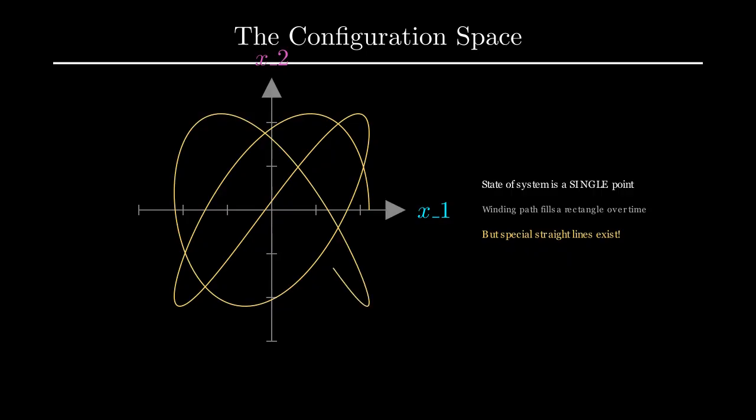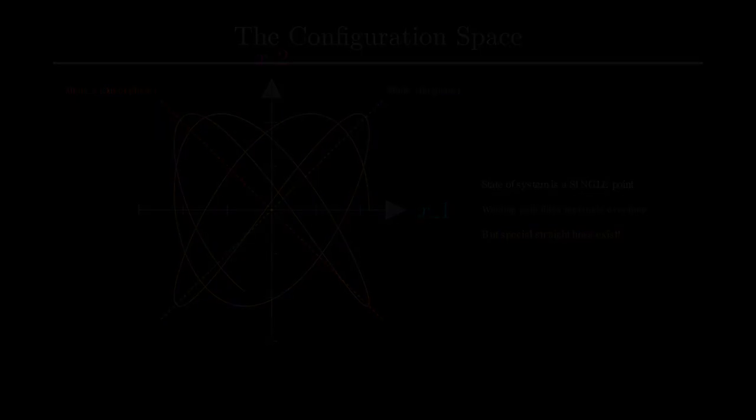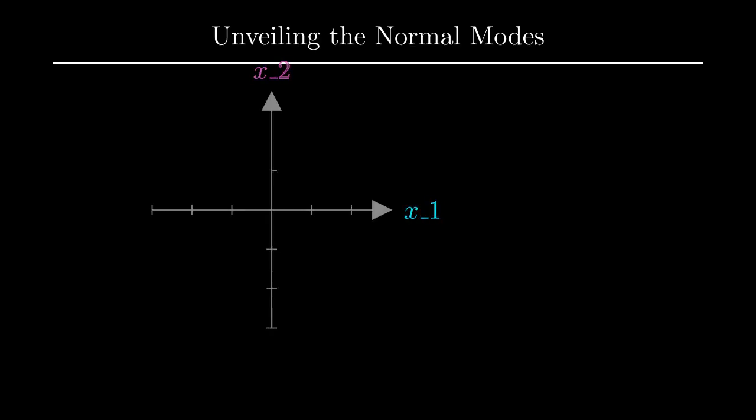However, there are two special directions on this plane where the path becomes a simple straight line passing through the origin. These directions represent the normal modes of the system. What is actually happening geometrically when the system follows these straight lines? The first normal mode occurs when the masses move in the same direction with the same amplitude. Geometrically, this is a line at a 45-degree angle in our configuration space, defined by x1 equals x2.